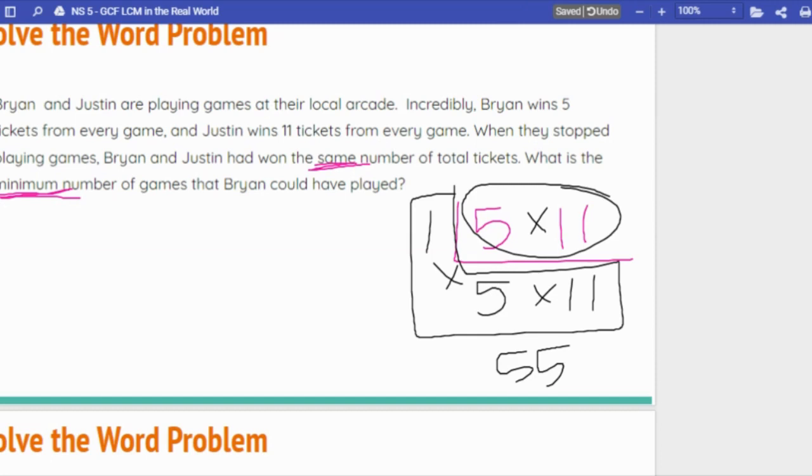So we know that they had the same number of total tickets. And how many tickets did they have? 5.